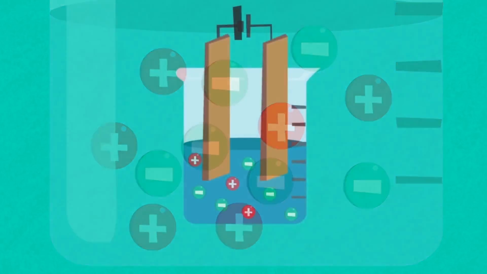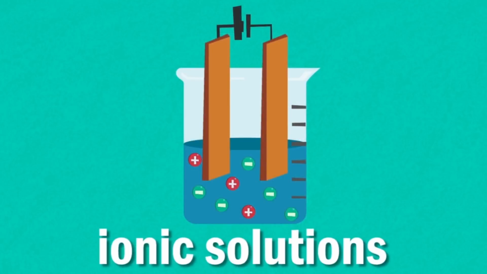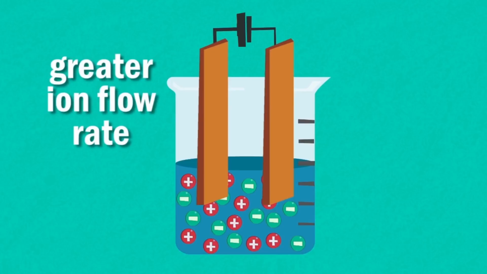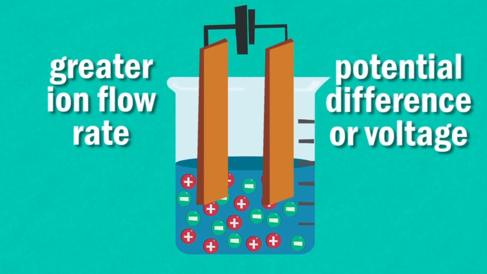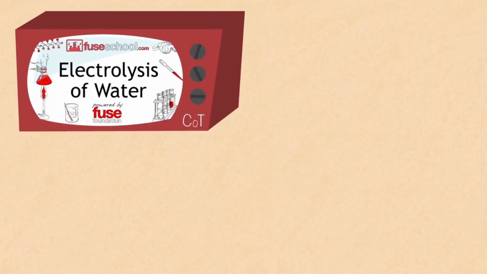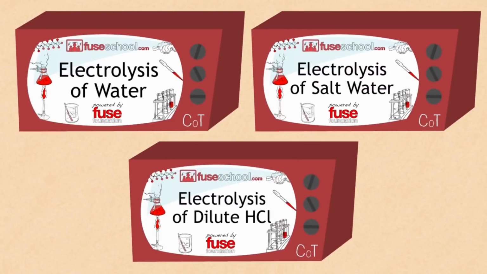Remember that electrolysis can also take place in ionic solutions as well as molten compounds. The more concentrated that solution, the greater the ion flow rate. Ion flow rate can also be increased by increasing the potential difference or voltage across the cell. We'll be studying several examples of electrolysis in more detail in other lessons.